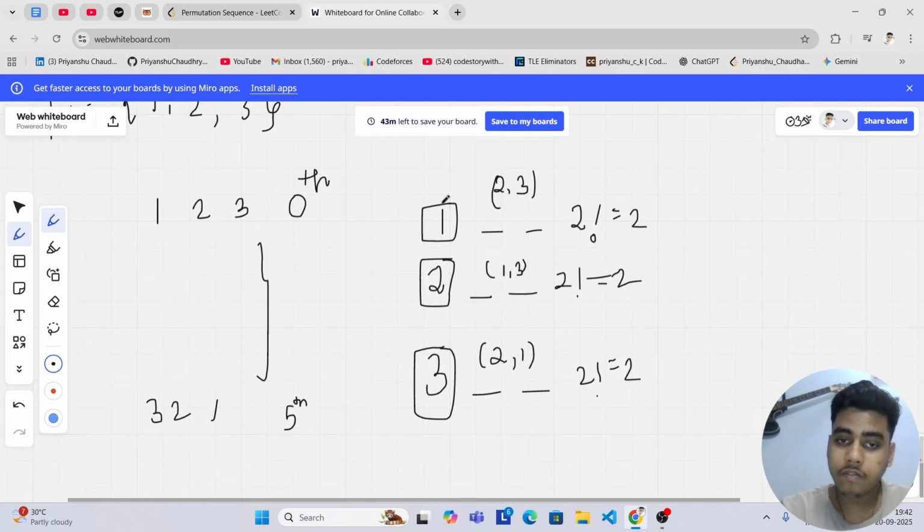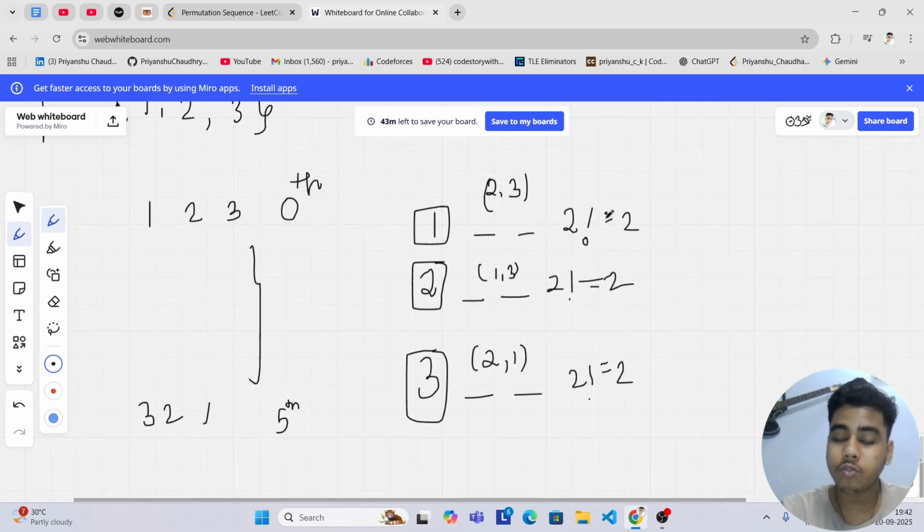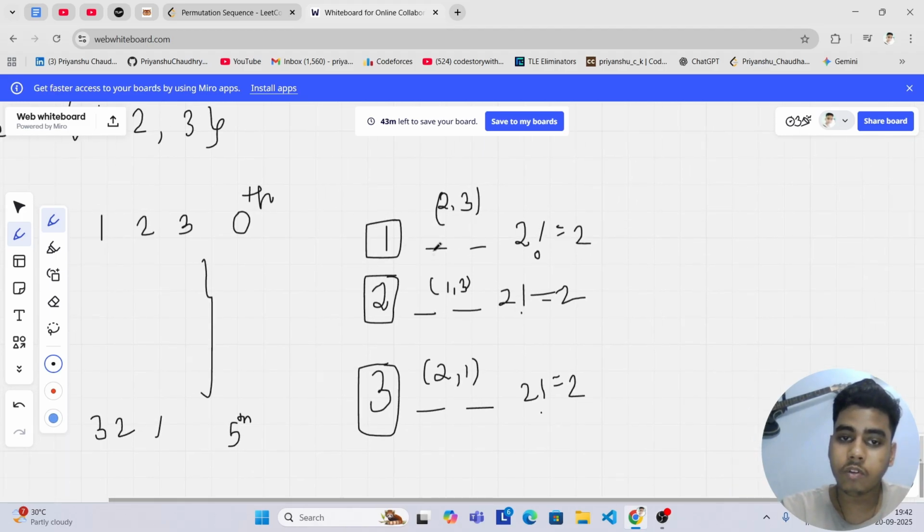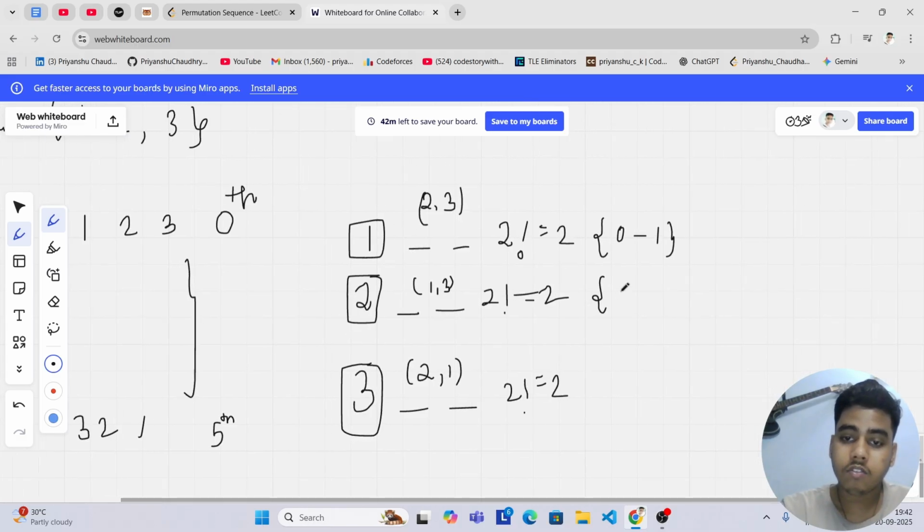So if I fix 1 at the starting, there are a total of 2 possible combinations. So I know that all will be sorted. Starting from 1, if there are 2 combinations, they will definitely be at index 0 to 1. And if I start from 2, again 2 combinations, so from 2nd index going up to 3rd index, and again starting from 4th and going up to 5th index.